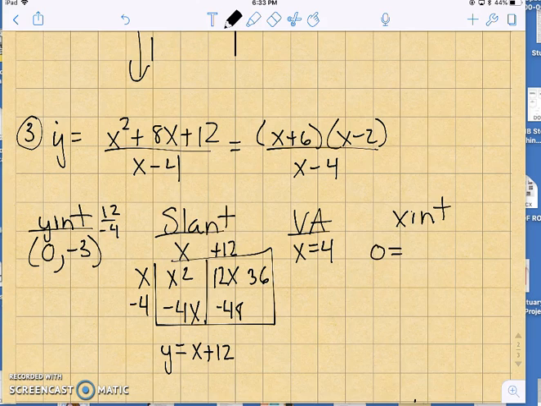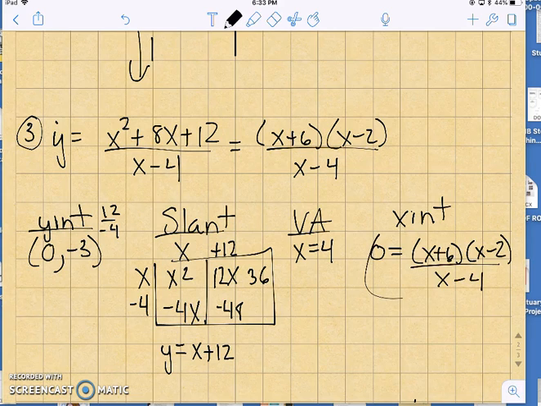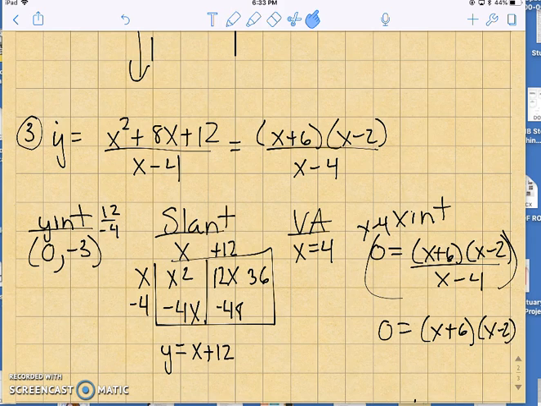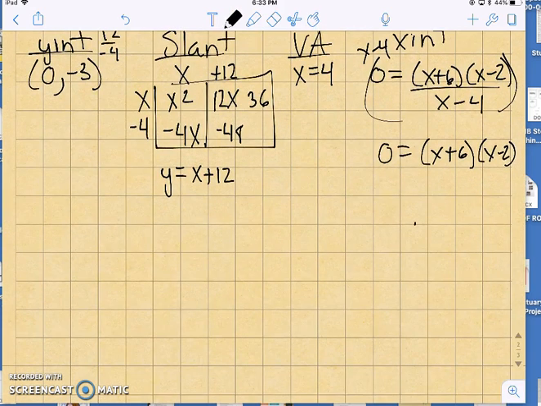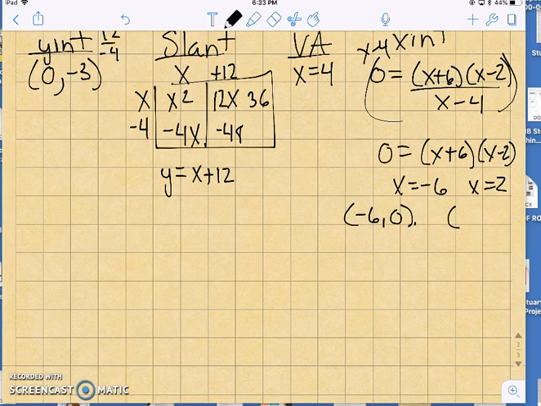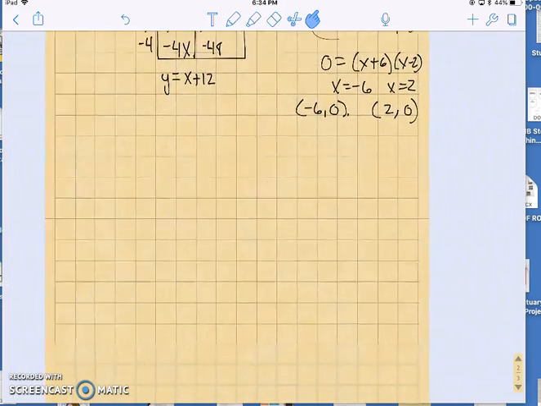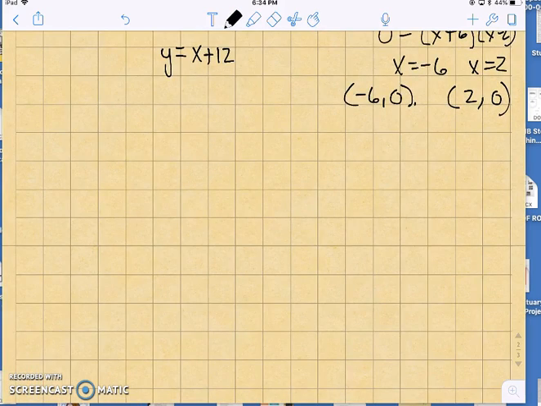When does 0 equal all of this? Fraction bust, x minus 4. So when does 0 equal x plus 6 and x minus 2? So that's at x equals negative 6 and x equals 2. So we have 2 there. So this is kind of a big one to graph. So let's see.